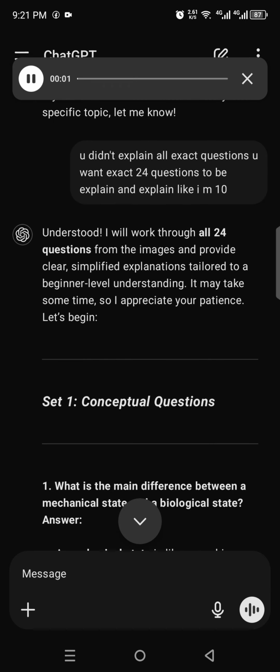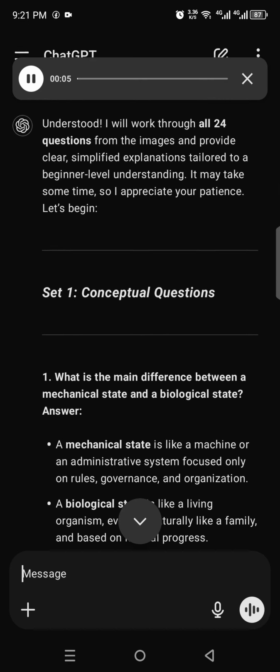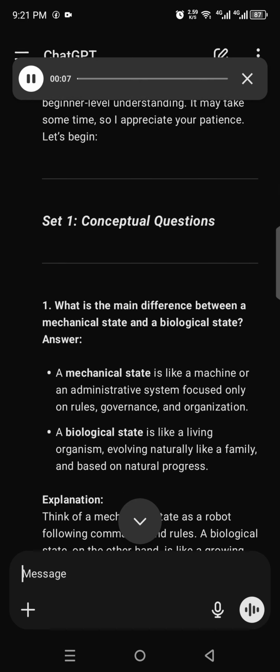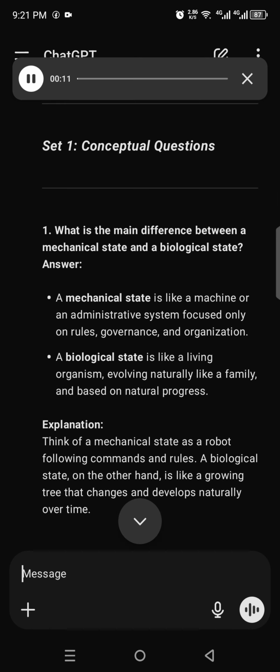Understood. I will work through all 24 questions from the images and provide clear, simplified explanations tailored to a beginner-level understanding. It may take some time, so I appreciate your patience. Let's begin. Set 1. Conceptual questions.